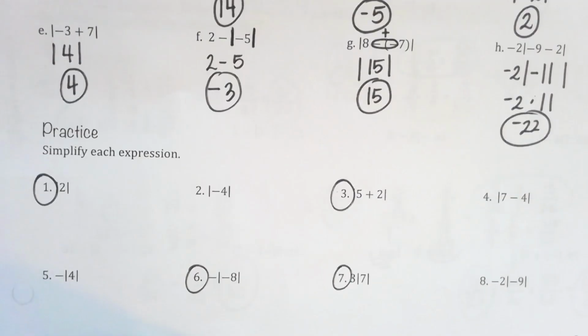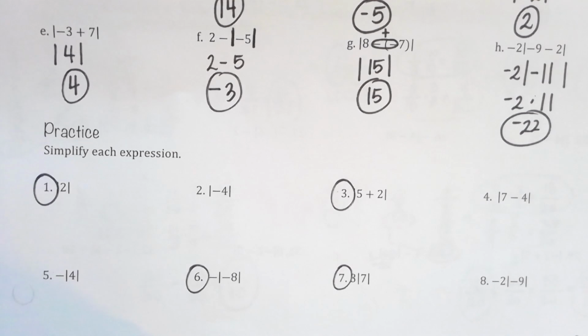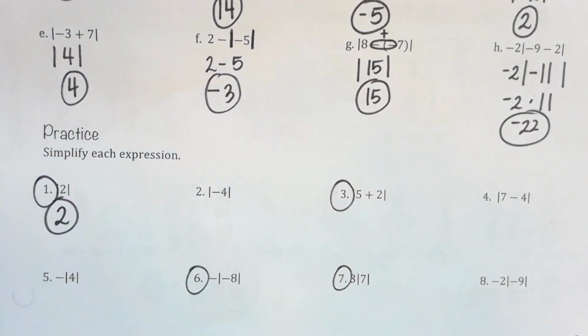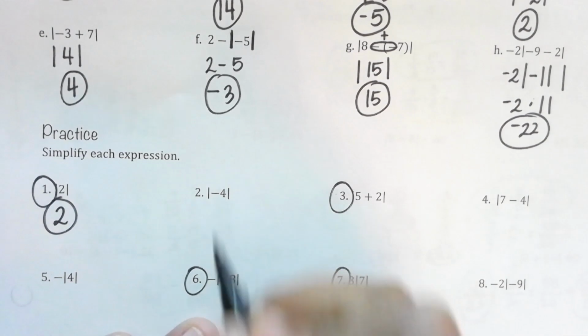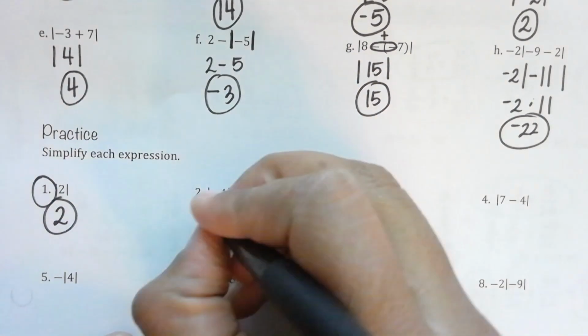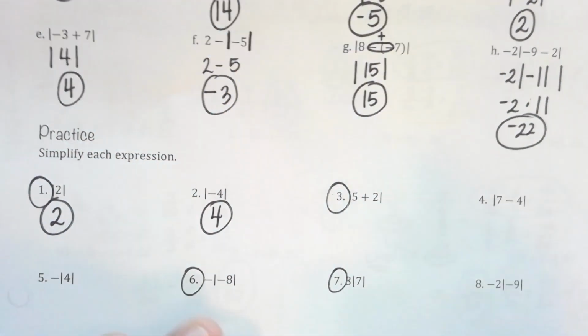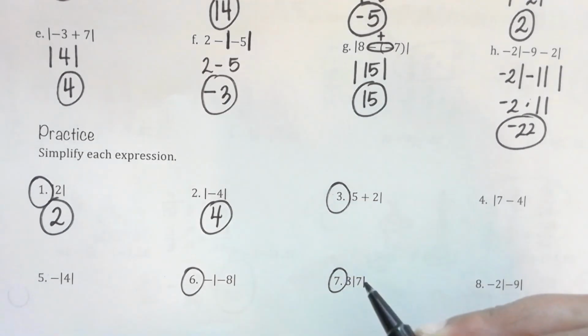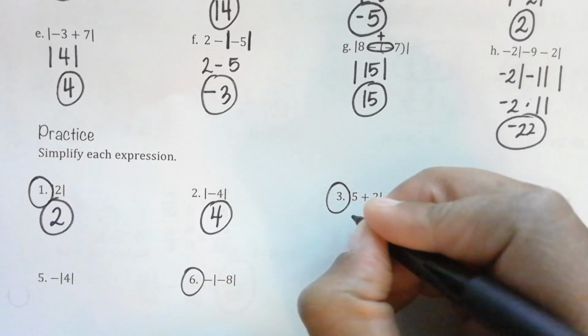Looking at number 1, is there anything to do on the inside? No. So what's the answer? 2. Just 2. Is there anything to work on the inside? No. So what's the absolute value of negative 4? 4. Great job. Is there anything to work on the inside here? Yeah. So what do I need to do first? Add those, right? So what's 5 plus 2? What's the absolute value of 7?